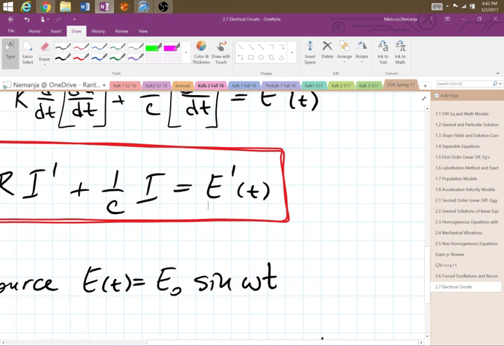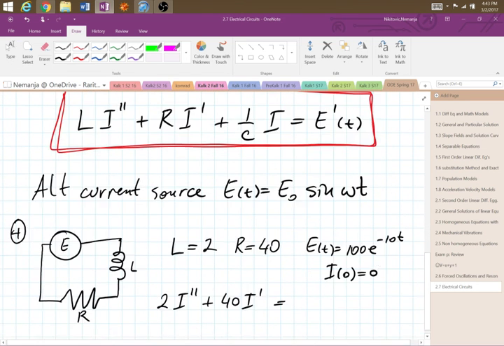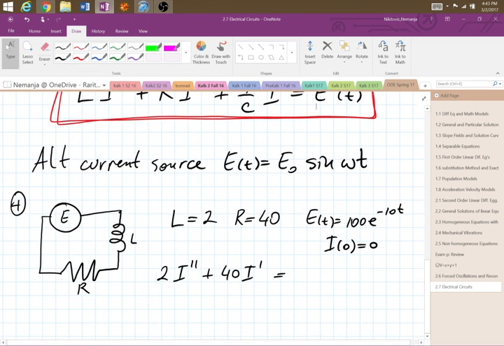So you have to plug in the derivative of this here. So that's going to be negative 1000 e to the negative 10t. Bueno? So now we have our equation. This is our model. And now we need to solve this.